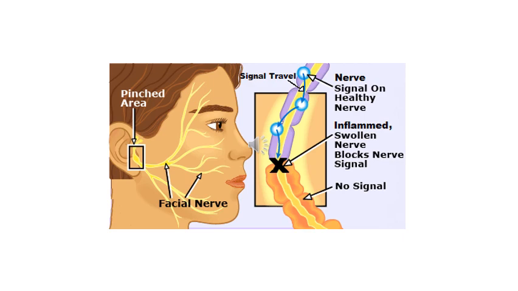And the nerve signal is seen healthy. On a healthy nerve, it is seen transmitting, but the inflamed, swollen nerve blocks the nerve signal, and afterwards we can see there is no signal to the nerve and the supply to the muscles is destroyed.